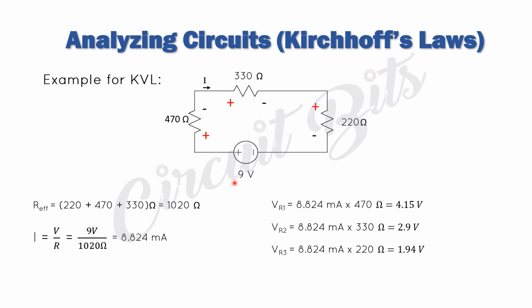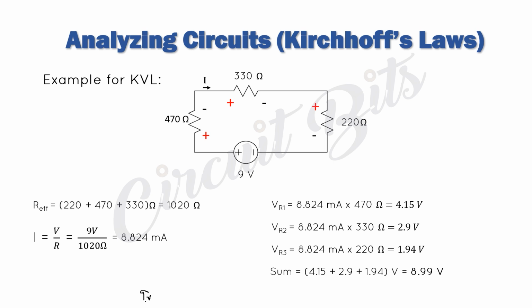If we decide to prove Kirchhoff's law with this, we'll see that we have 4.15, which is the voltage drop across this, plus 2.9 plus 1.94 volts. Okay, and that gives us 8.9, which is approximately 9. So you see the sum of the voltages across this loop is 0. The actual summation we should do in this case is 9 volts.